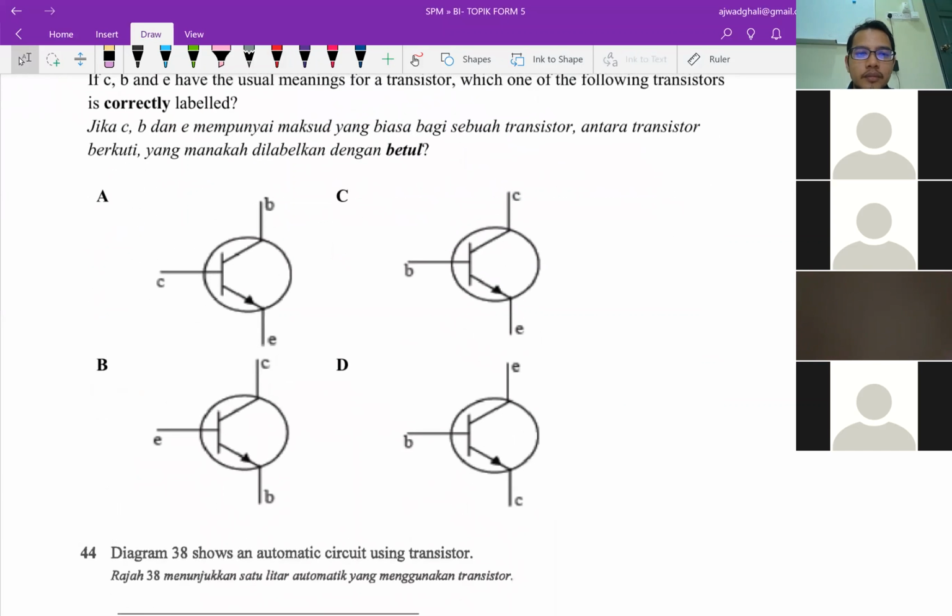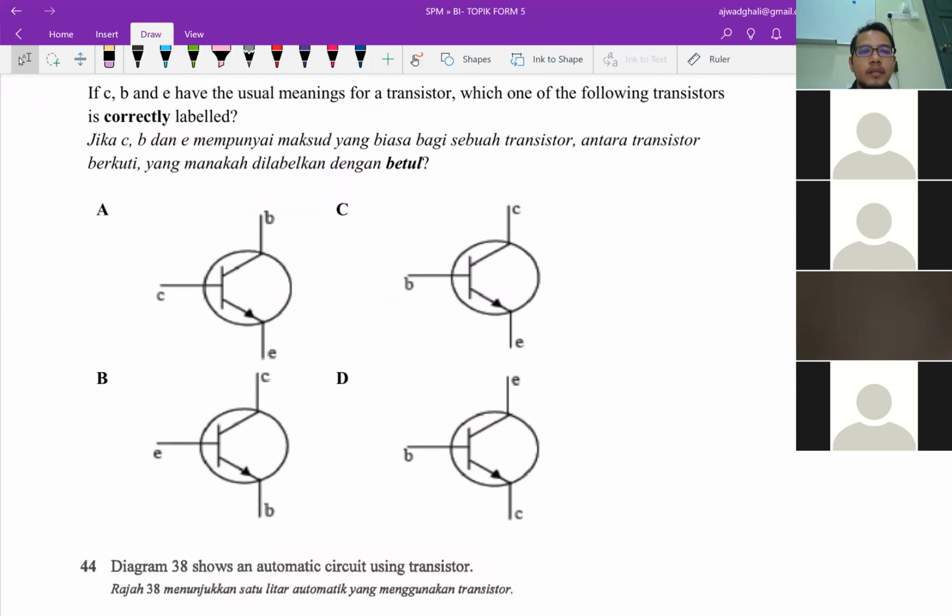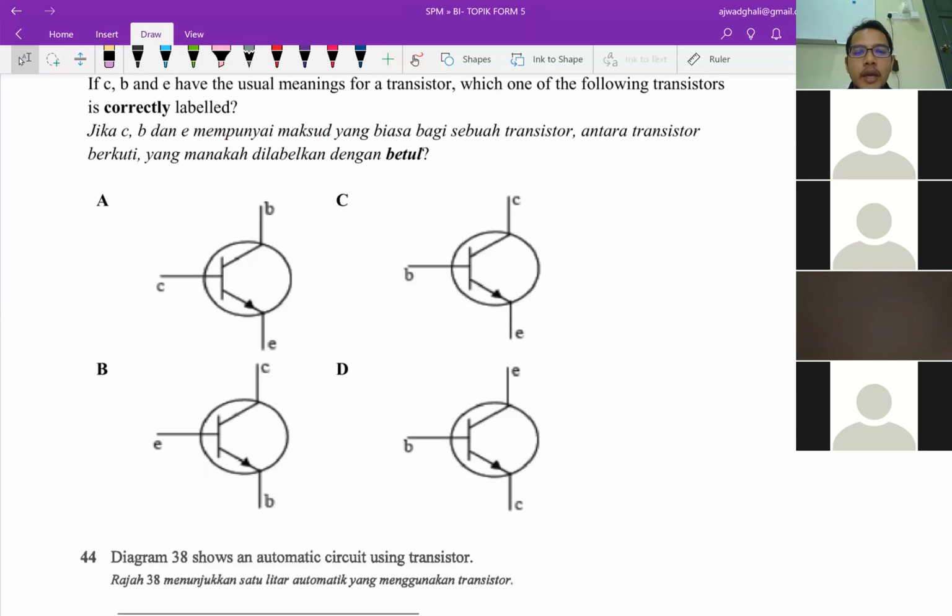If C, B, and E have the usual meaning for a transistor, which one of the following transistors is correctly labeled? First, my question is, what type of transistor is this? Okay, the transistor is NPN. Good. So the transistor is an NPN transistor, so the answer is C.